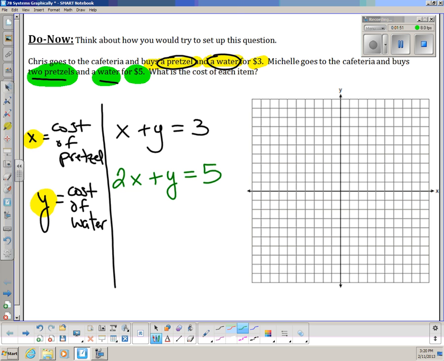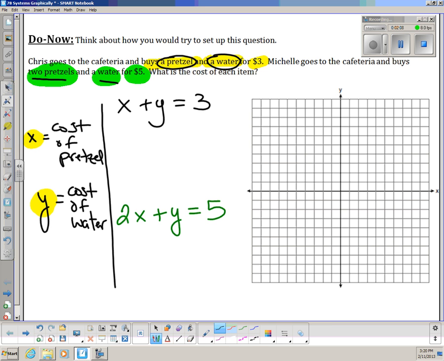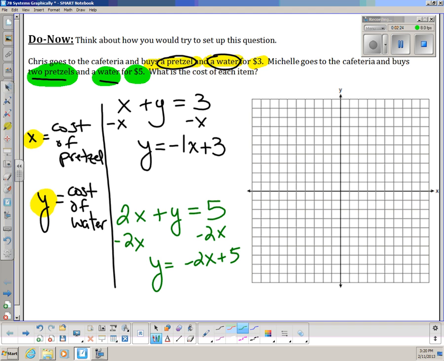Now I have 2 variables, X and Y, and I have 2 equations. And we want the cost of each item. If you notice, though, each of the equations is a line if we solve each equation for Y. So that's what I'm going to do. I'm going to subtract X from both sides. And I get Y equals negative 1X plus 3. That's my first equation. And then I want to subtract 2X from both sides down here. And I have Y equals negative 2X plus 5.